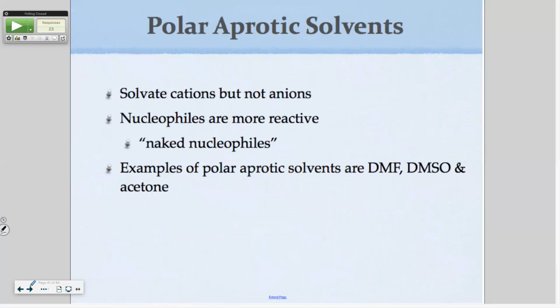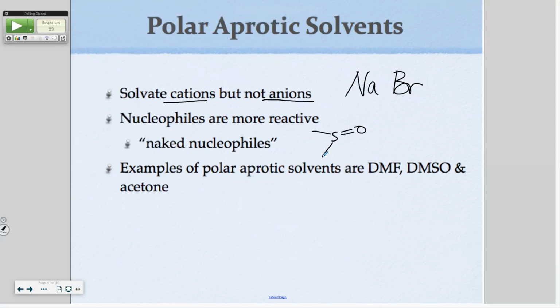So what is the big deal about being a polar aprotic solvent? After all, I gave you 4 of them, didn't I? They solvate the cations, but not the anions. So if you have NaBr and you dissolve it in DMSO, remember what that was. I'm going to just draw it like this. That's why I picked it, because I could draw it like that.